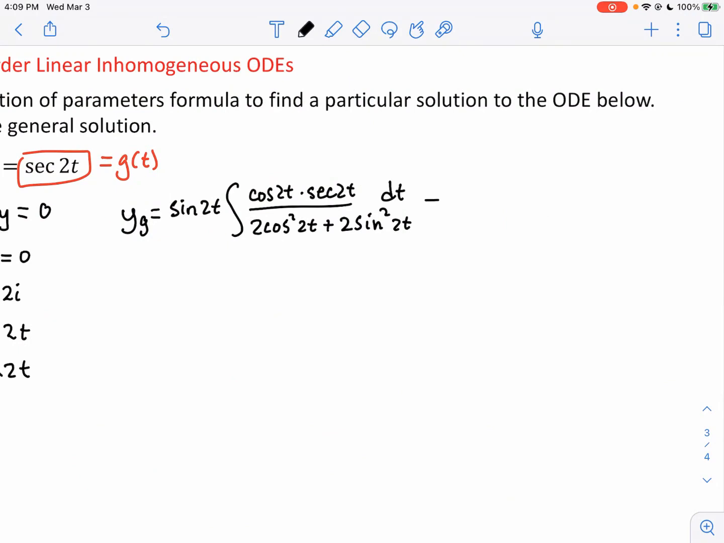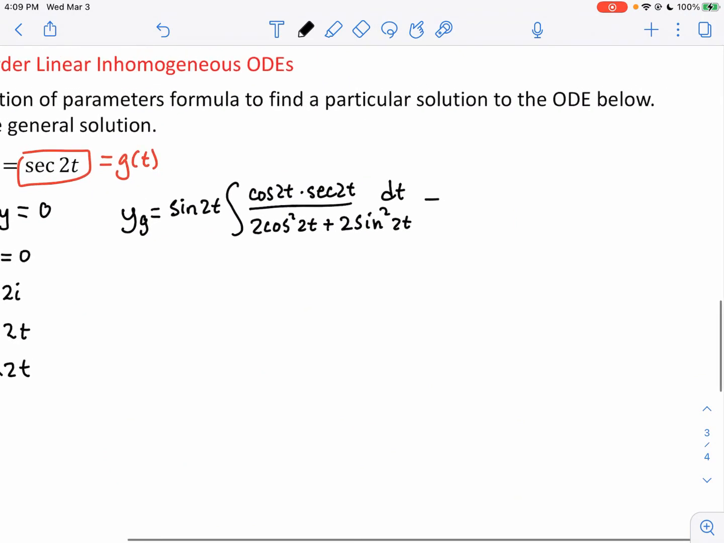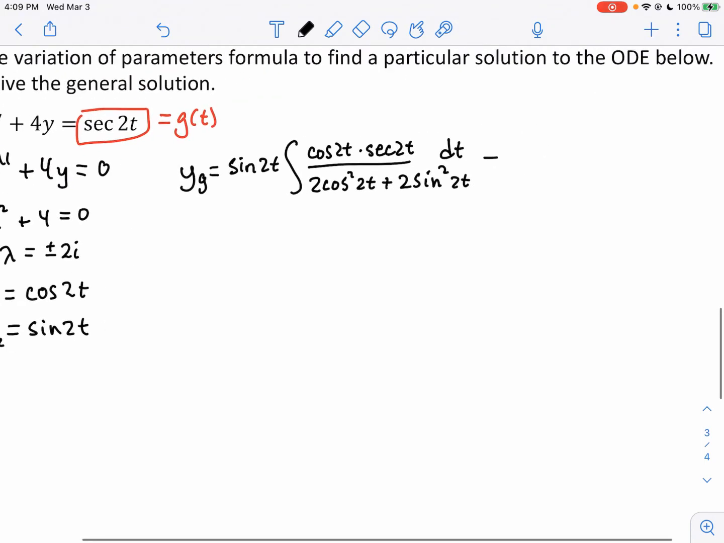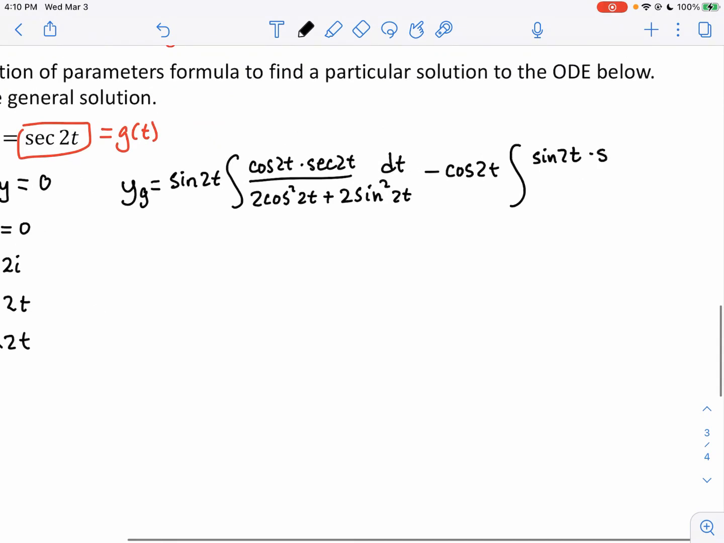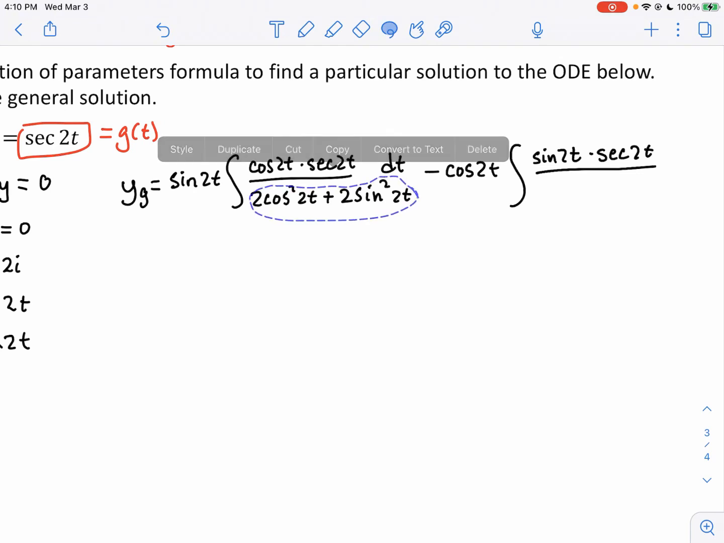And then minus. Now we have y sub 1, or sorry, minus y sub 1. Y sub 1 goes at the next coefficient, which is cosine 2t, times the integral of, now we do y sub 2, which is sine 2t, times the forcing function, which is secant 2t. And then our denominator is the same. So once you get this done correctly, you just copy paste.